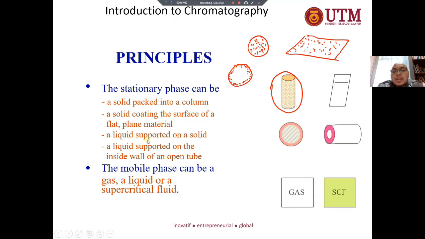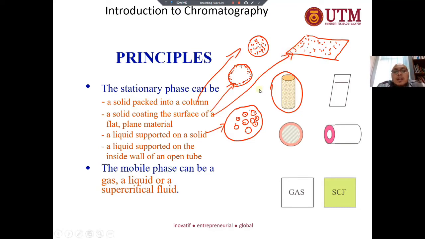Or the next one, a liquid supported on a solid. It means, for example, if I draw bigger, we have the particles, and each particle has a coating of liquid outside of the particle. So we have a lot of particles, but outside of the particles we have the liquid supported on the solid. So liquid coated on the solid.